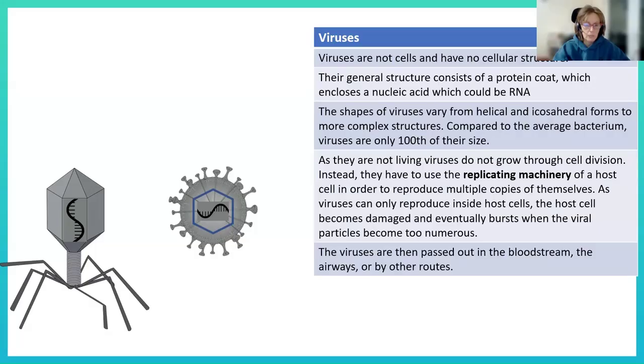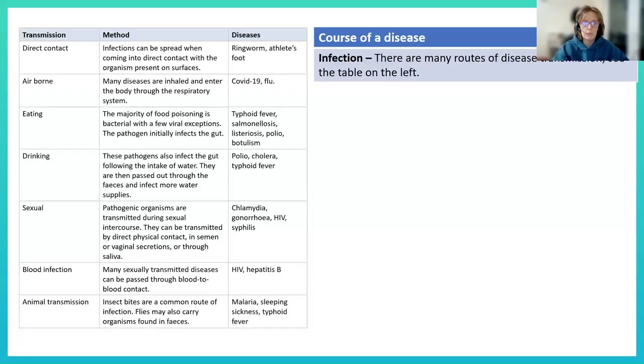Viruses can get passed through the bloodstream, and they can get from person to person through the airways in droplets or through other routes like blood fluid. So when you get an infectious disease, there's a set course that it will take with a few phases. The first one is infection, and there are many routes of infection, of disease transmission, that you can see on the left there. There's loads.